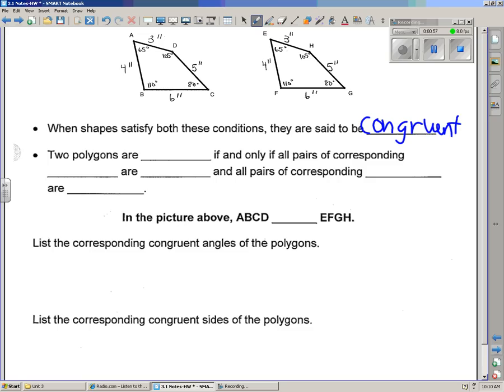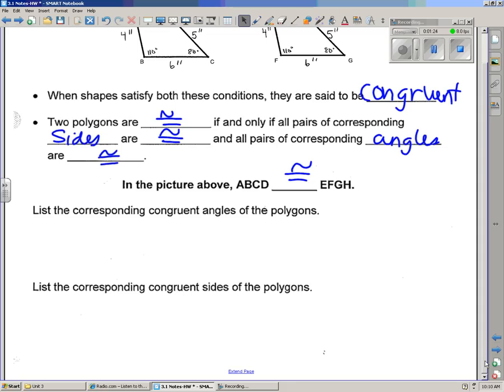So two polygons are congruent if and only if all pairs of corresponding sides are congruent and all pairs of corresponding angles are congruent. So in the picture above, quadrilateral ABCD is congruent to quadrilateral EFGH.